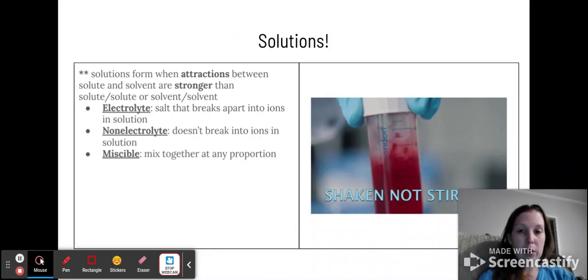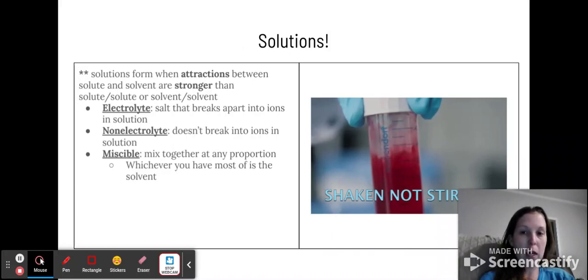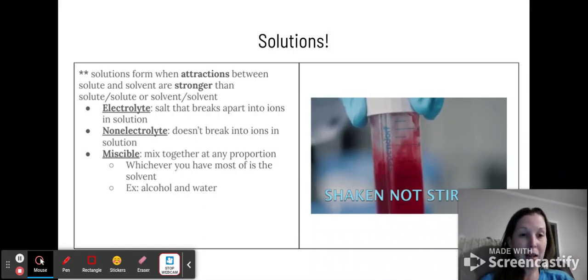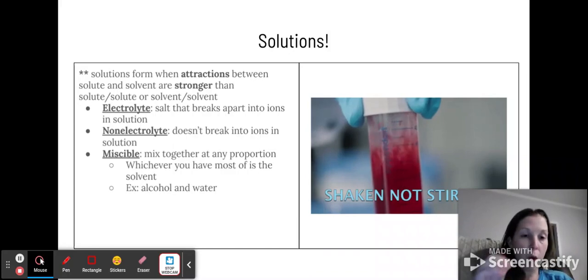We have miscible solutions, which means they can mix together in any proportion. So an example of this would be water and alcohol. So certain like rubbing alcohol that you get at the store, you can get 50%, 70%, 90%. So that's how much rubbing alcohol is dissolved in water. It will continue to dissolve, which is why we can have different percentages there. And whichever one you have the most of is what would be considered your solvent there. So in 90% rubbing alcohol, that means it's 90% rubbing alcohol, 10% water. The rubbing alcohol would be the solvent there because you have more of it.